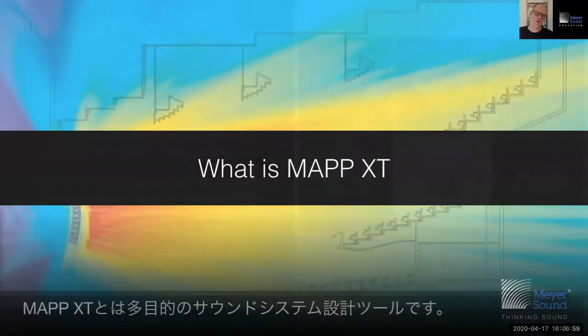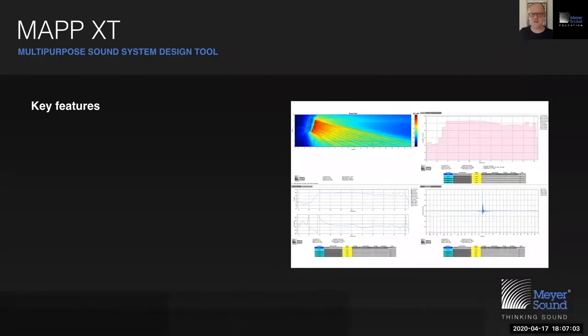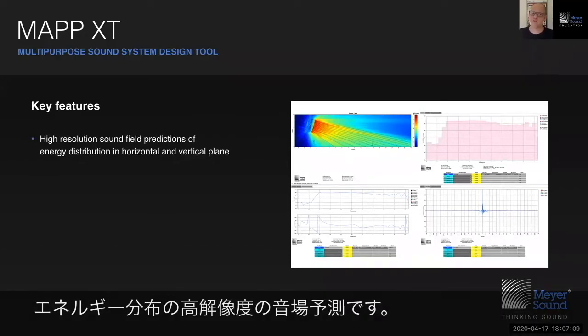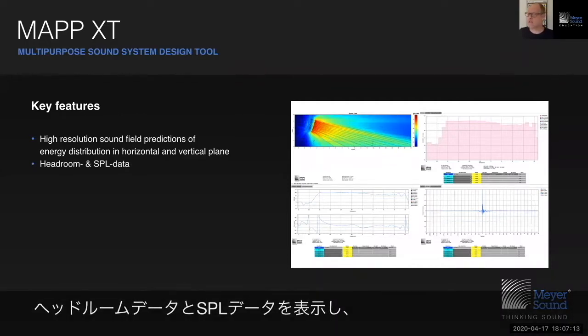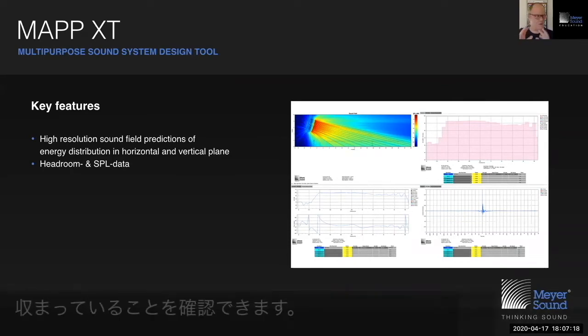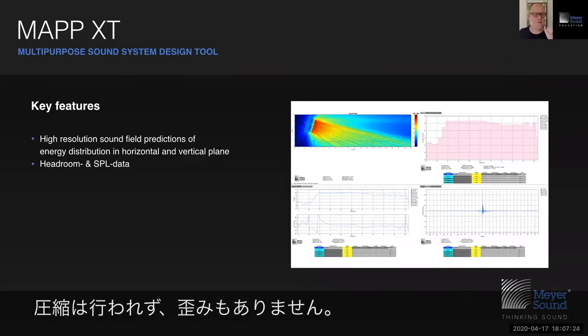Okay, so what is Mapp XT? Well, it's a multi-purpose sound system design tool, and it has the following key features: high-resolution sound field predictions of energy distribution in either the horizontal and/or vertical plane. It will show you headroom data and SPL data in such a way that you can ensure yourself that your loudspeaker is still within its linear range of operation. So it's not going into compression, and it's not distorting, as we're about to discover.